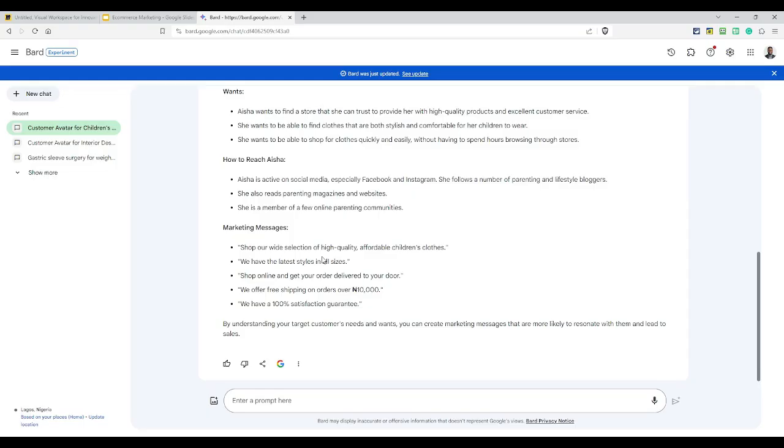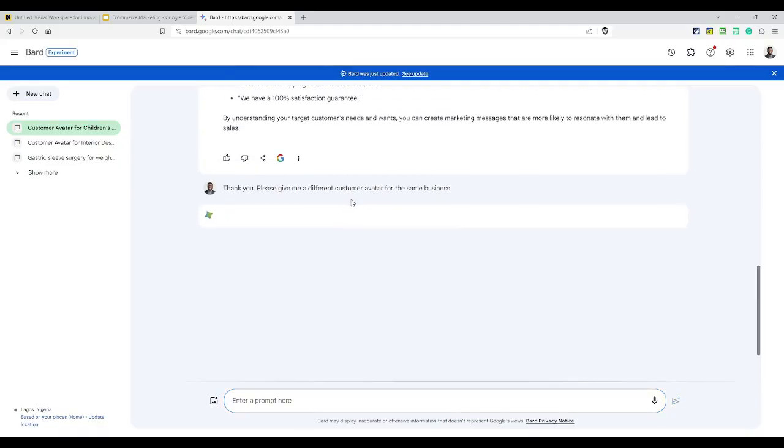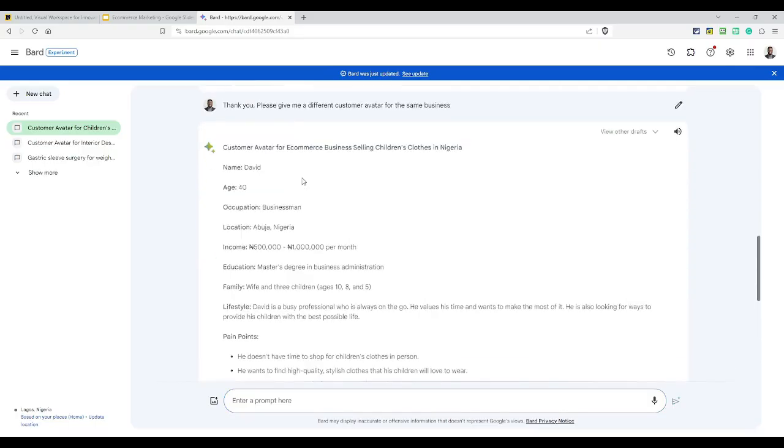You can have multiple customer avatars for your business. Okay, multiple customer avatars. Now, let me see if Google is going to shine with this. This is the next question. Please give me a different customer avatar for the same business. Thank you. I am always very respectful to AIs because that's what we're using. Because this is super helpful. Then you'll be able to tailor your different messages to different people.